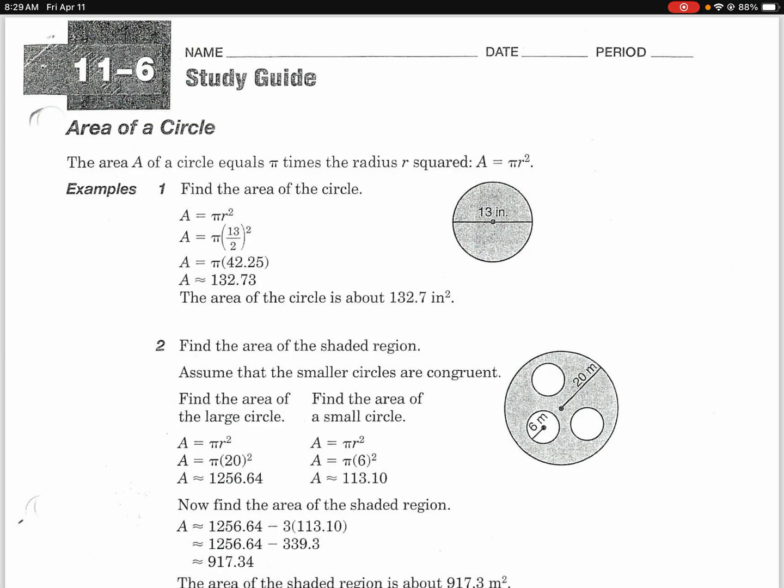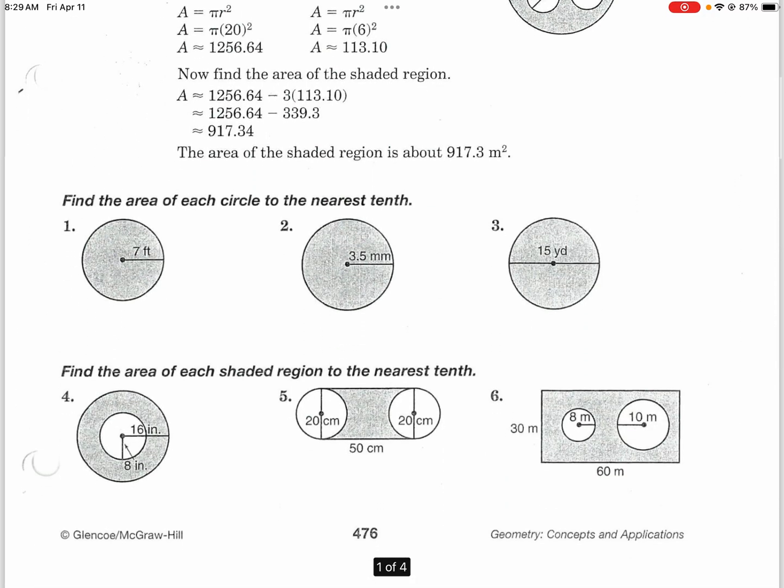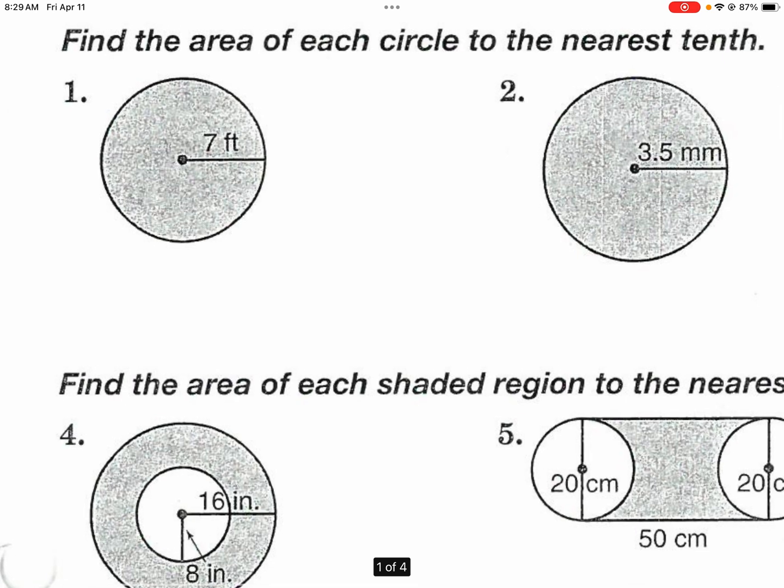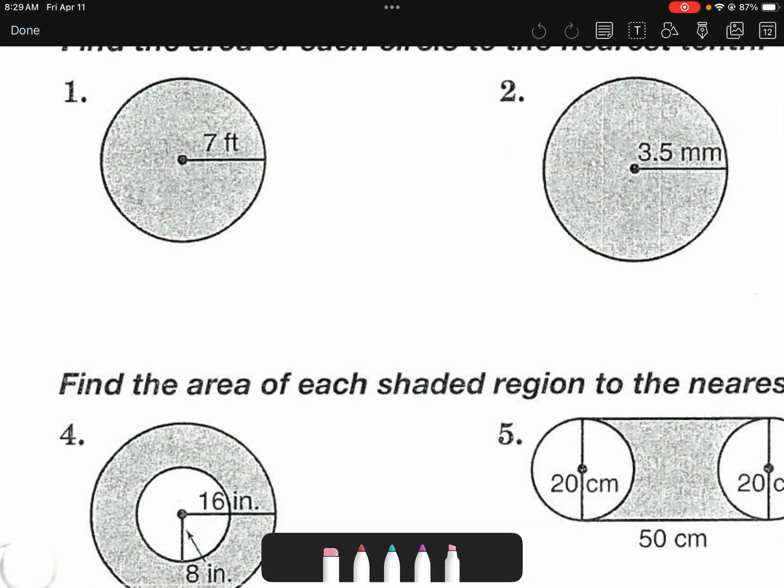This is the study guide for section 11.6. We're working on area of a circle. So in this first section, we have to find the area of each circle to the nearest tenth. I'm actually going to find the area of this circle in terms of pi and to the nearest hundredth.